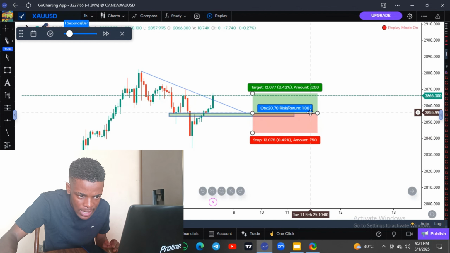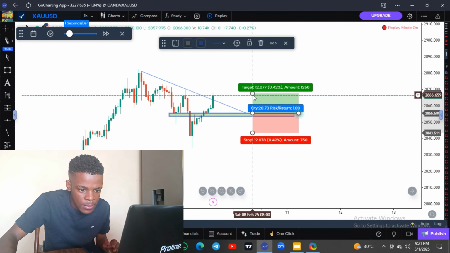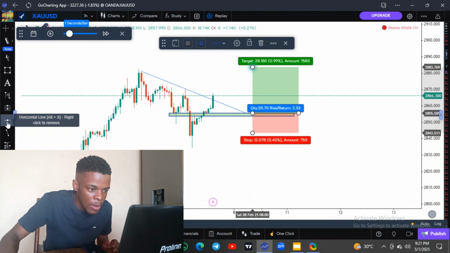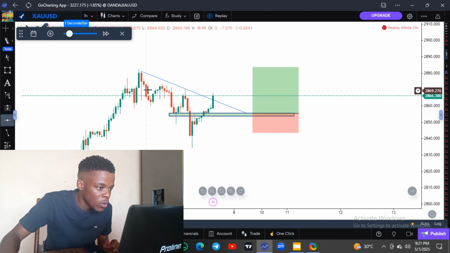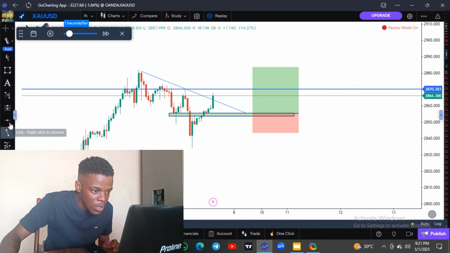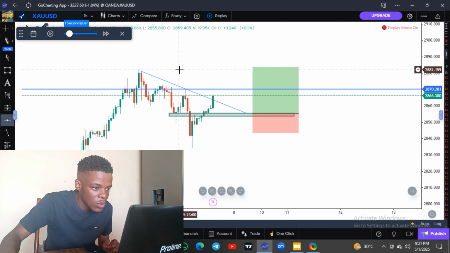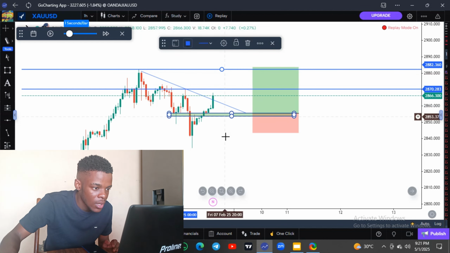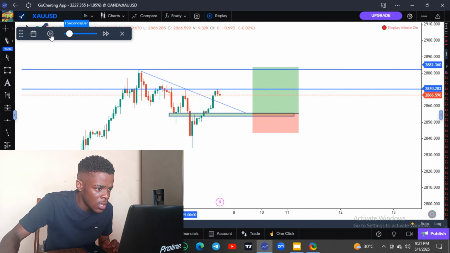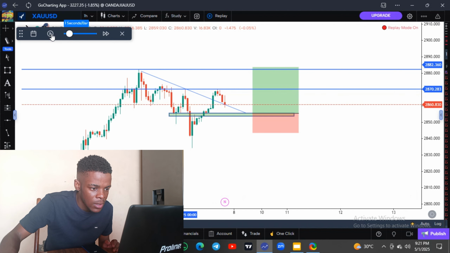You're gonna enter exactly at this point when the market comes here. But you have to wait for confirmation when the market comes. Then you have to put your first TP. This one is gonna be your first, this one is gonna be your second TP. Okay, let's wait and check what's gonna happen.